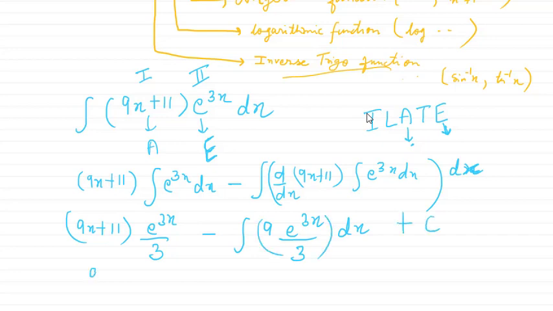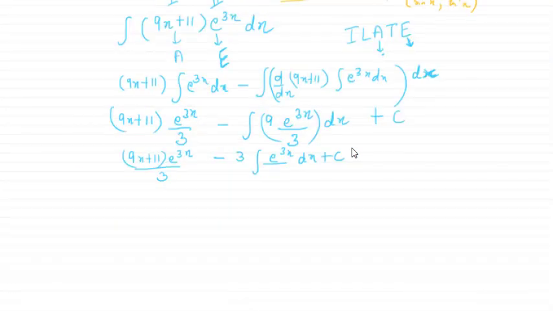So here we will get (9x plus 11) e to the power 3x by 3, minus, here the 3 can cancel, so you will get 3, and the integration of e to the power 3x will be, after doing the integration, 3 e to the power 3x by 3 plus c, and this function will come as it is.